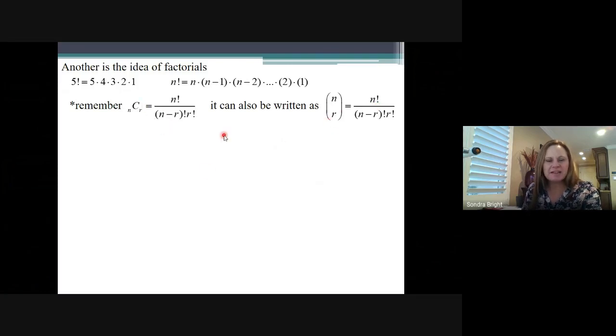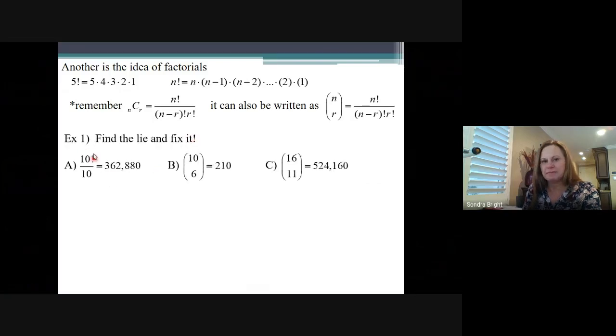So let's find the lie and fix it. Put those in your calculator. 10 factorial divided by 10. This is 10 choose 6. This is 16 choose 11. Put those in your calculator. And hopefully you found this one is true.